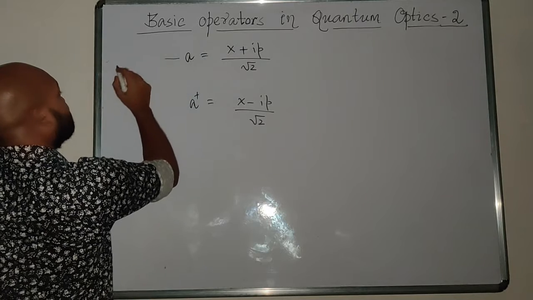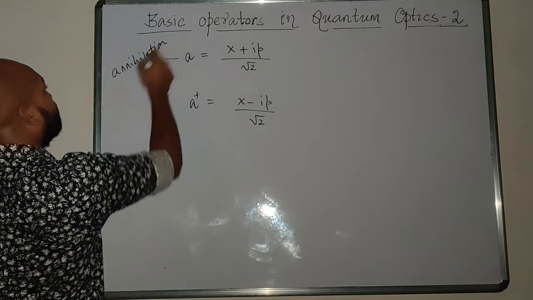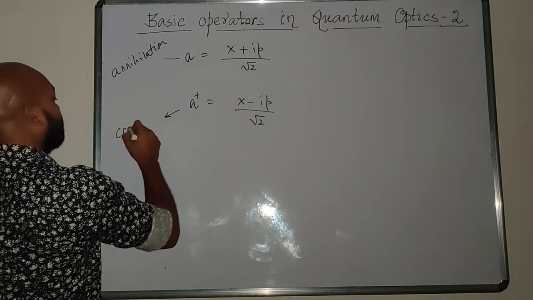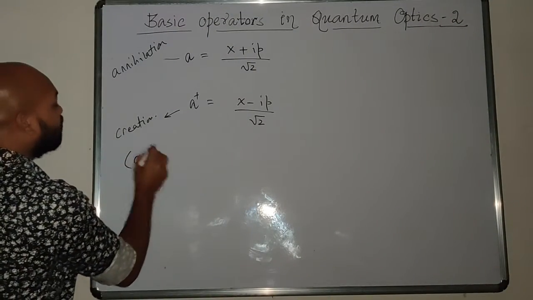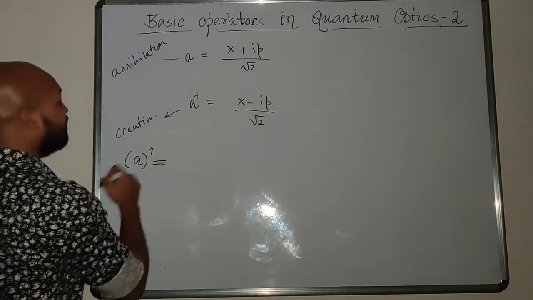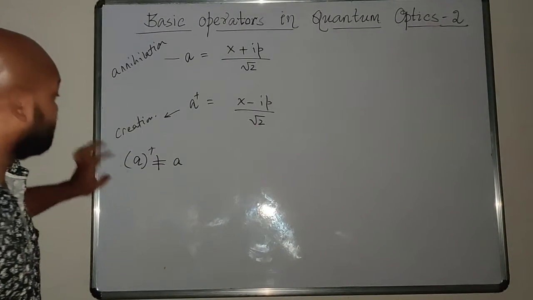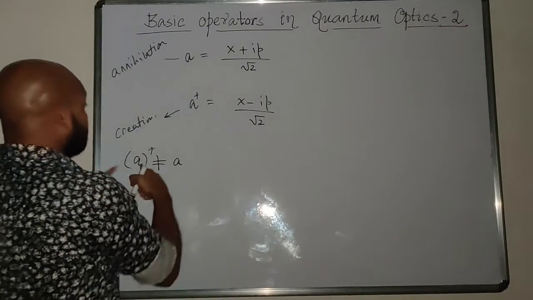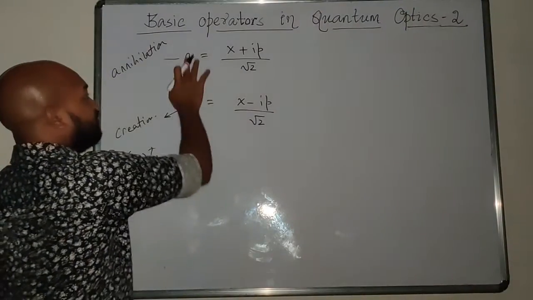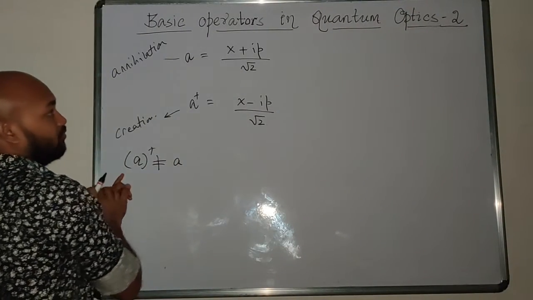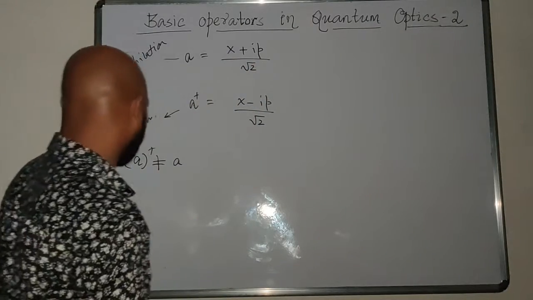If this is my annihilation operator and this is my creation operator, then the dagger of the annihilation operator is certainly not the same. Basically, it's not a Hermitian operator. Why? If I take the dagger of it, I get this operator. So the dagger of A is not equal to A. You can see x plus ip becomes x minus ip, and that's a completely different operator.